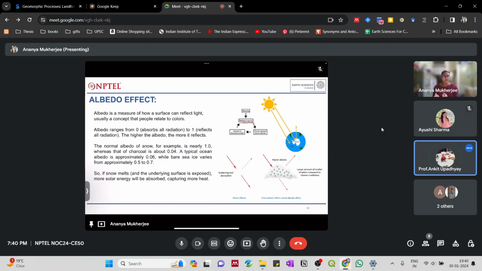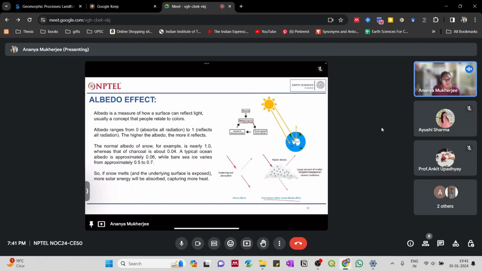So the albedo effect is just one physical phenomenon that is already playing a role. But the changes in the temperature will either enhance it or deteriorate it, and according to that, it's going to affect the weather and the climate. Now you can see even in this one, if you have a larger amount of smaller droplets compared to cleaner conditions, it will have higher albedo. This is the indirect effect, the cloud albedo effect.